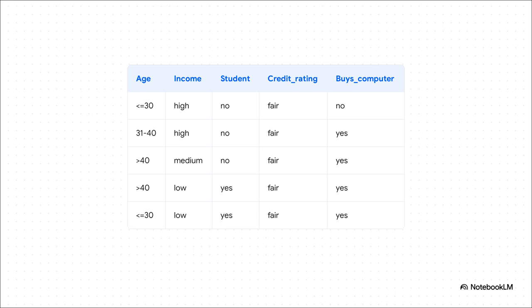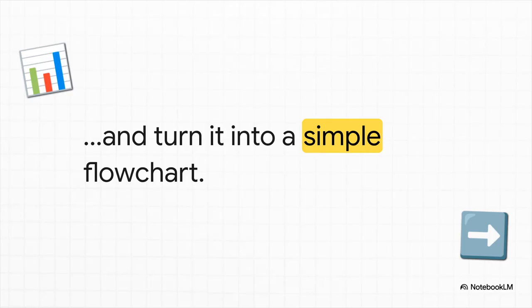You might have a big table, something just like this one, that lists customers by their age, their income, whether or not they're a student, their credit rating, and of course, the most important column, did they actually buy a computer or not? It's a whole lot of information to try and make sense of just by looking at it. But what if you could take all of that messy data and just transform it? Turn it into a super simple visual flowchart that practically hands you the answers on a silver platter. Well, that is exactly what a decision tree does.